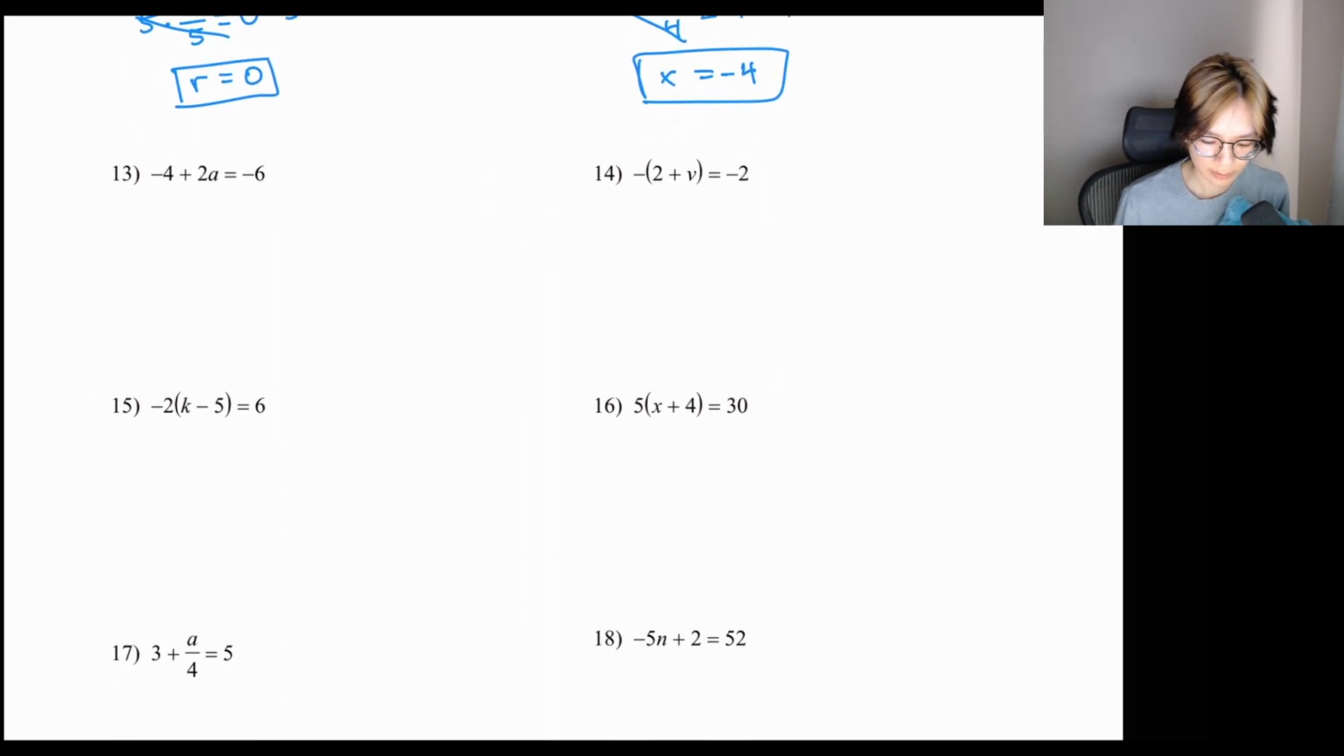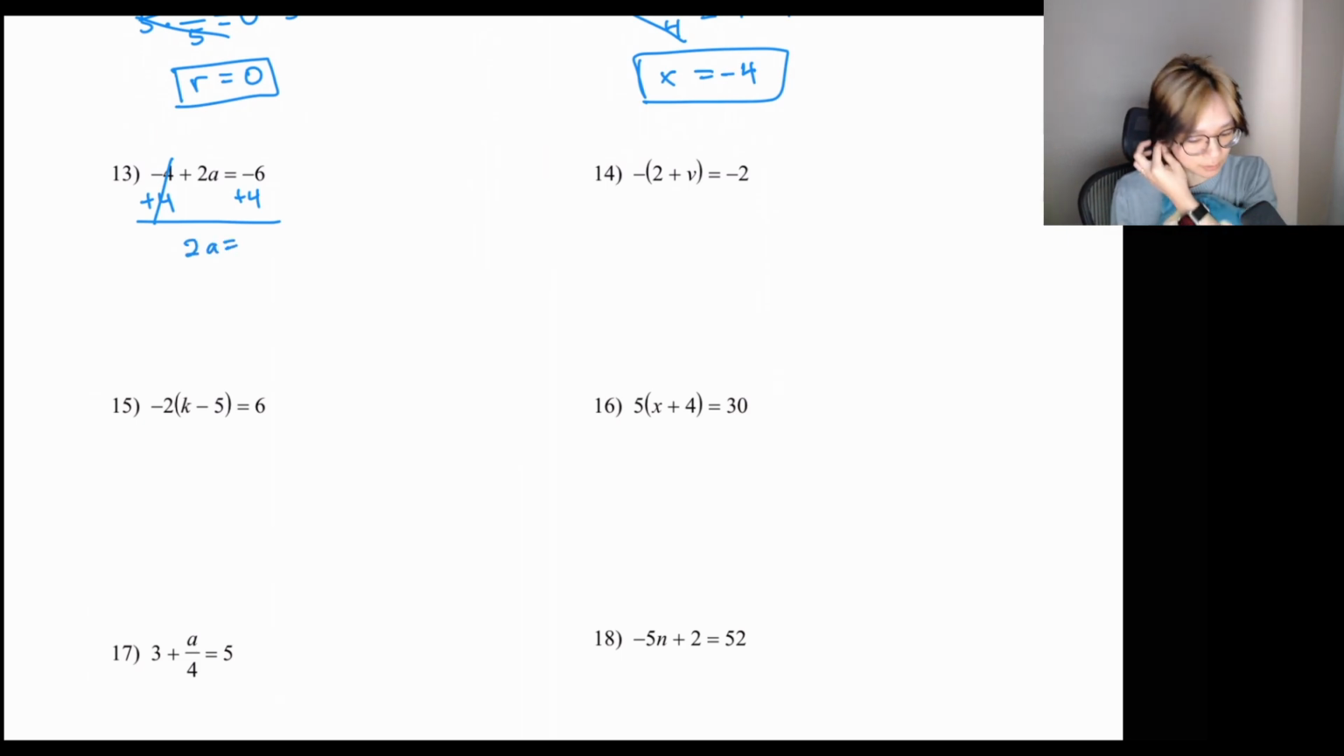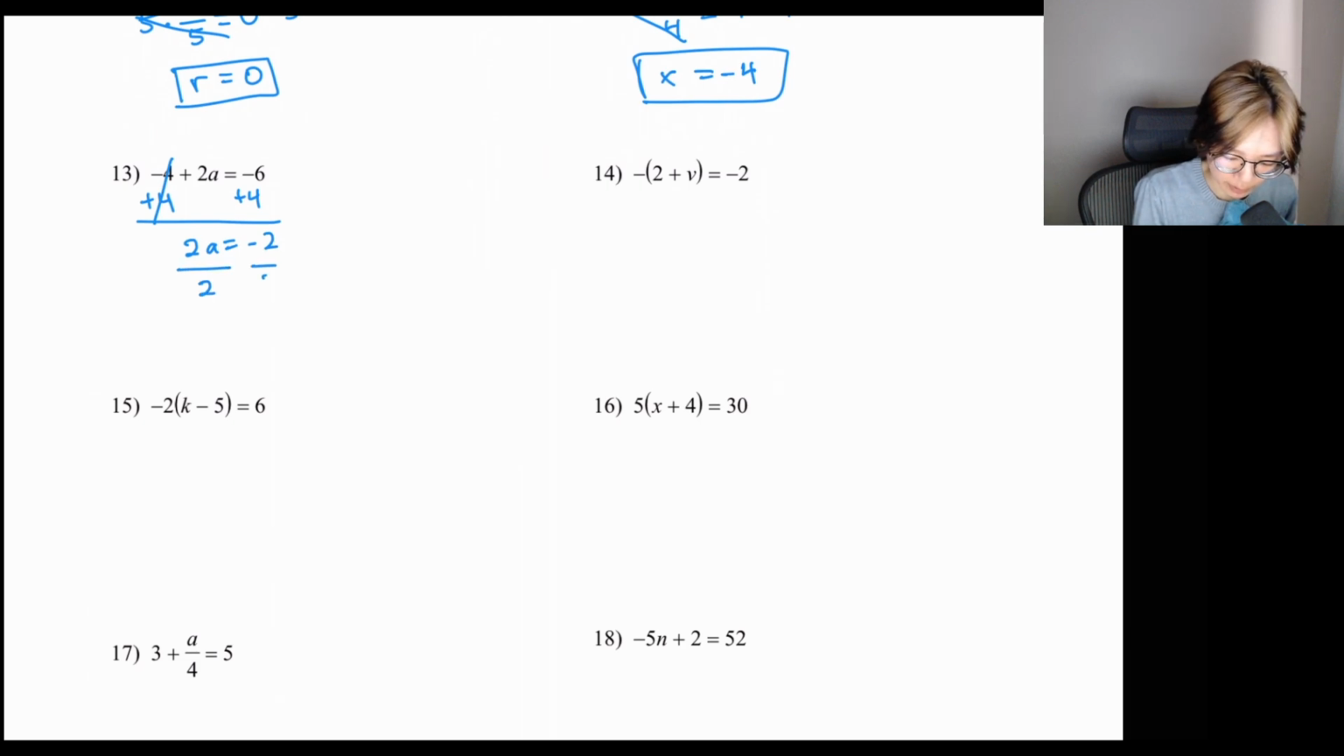Now, negative 4 plus 2a equals negative 6. Add 4 to both sides first. So those cancel out. Now we have 2a left over on this side of the equal sign. Negative 6 plus 4 is negative 2. Now we divide by 2 because 2 times a, technically multiplication happening there. So that cancels out. A, anything over itself is 1, and because the signs are different, one negative, one positive, the result is negative. So a equals negative 1.